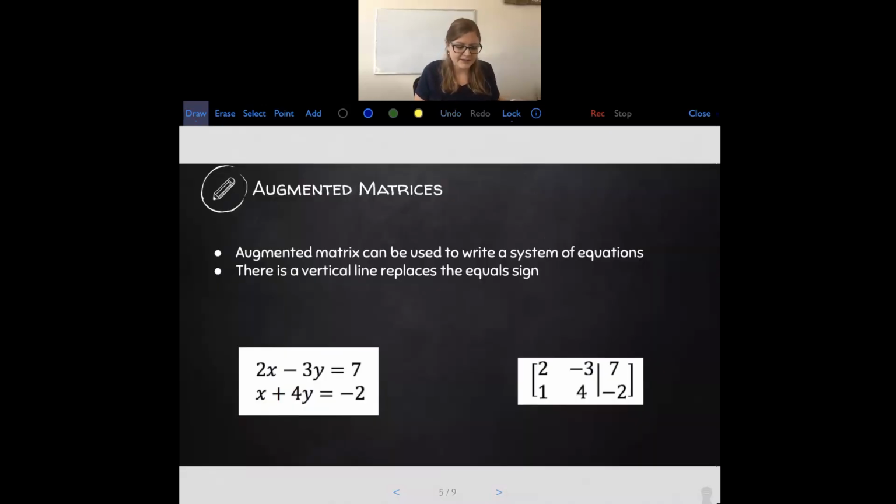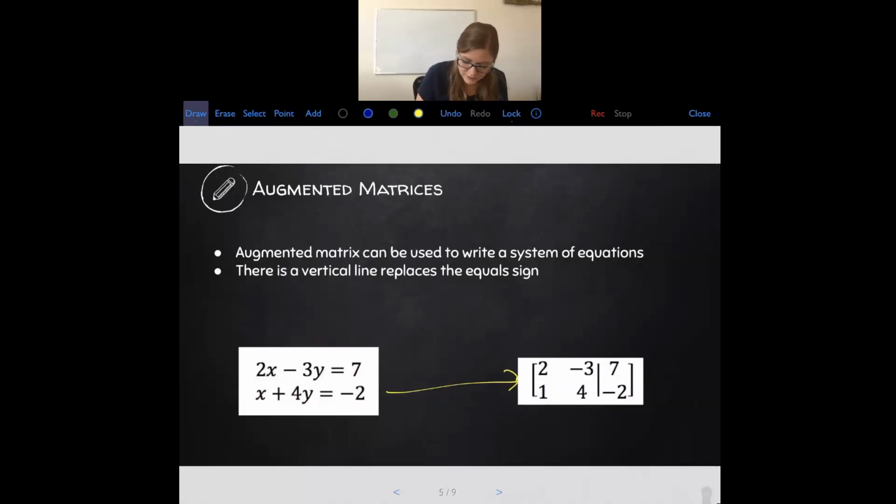Okay. So next, augmented matrices. So an augmented matrix can be used to write a system of linear equations. So there's a vertical line that represents the equal sign in an augmented matrix. So take a look at the example. We have 2x minus 3y equals 7, x plus 4y equals negative 2. So this is our system of linear equations, but we can write it as an augmented matrix.